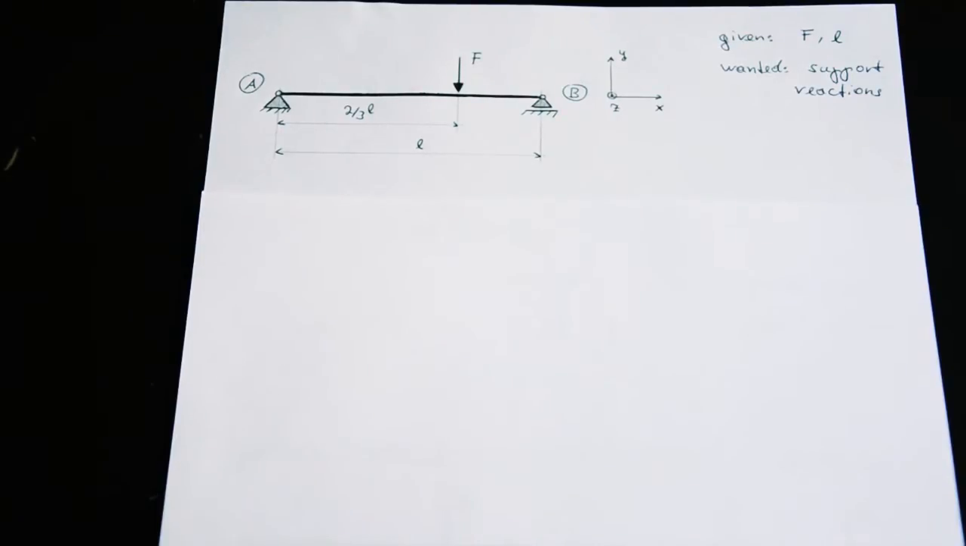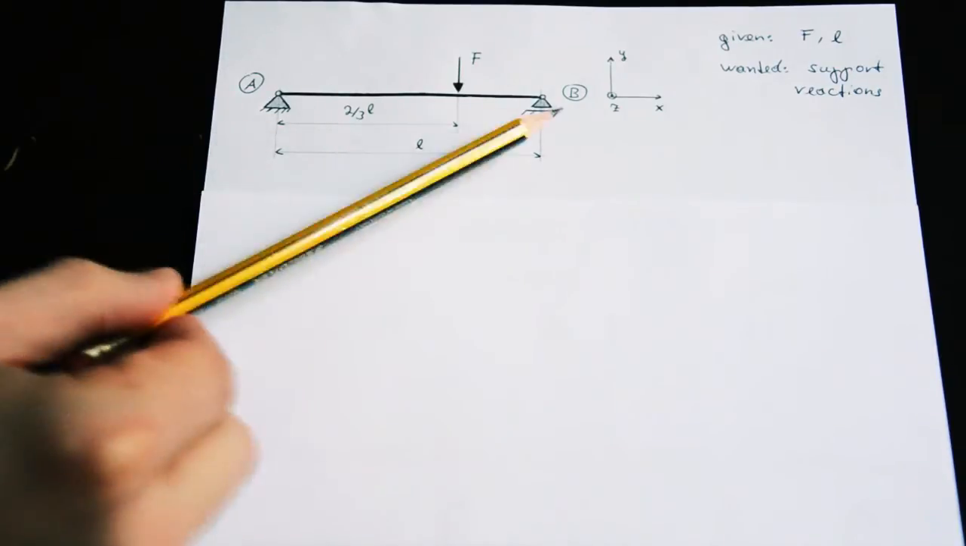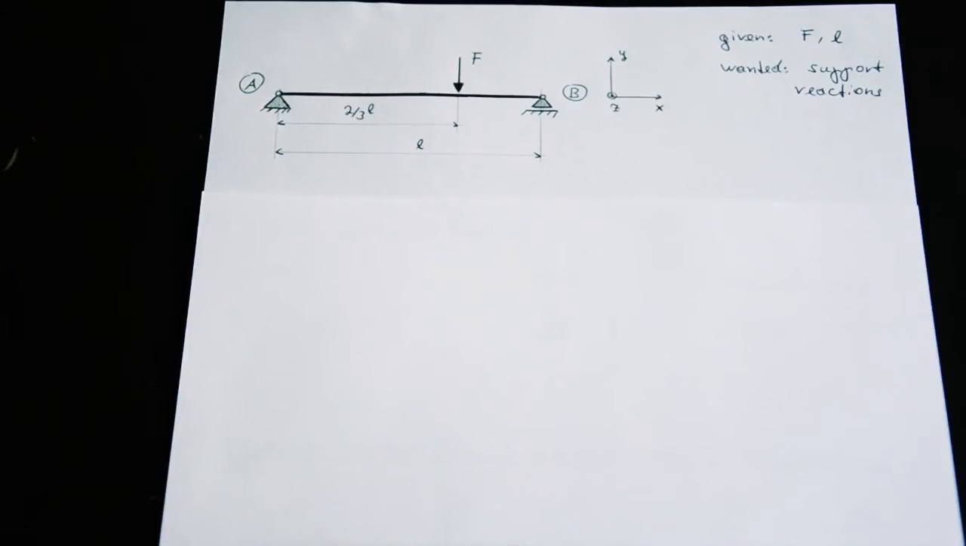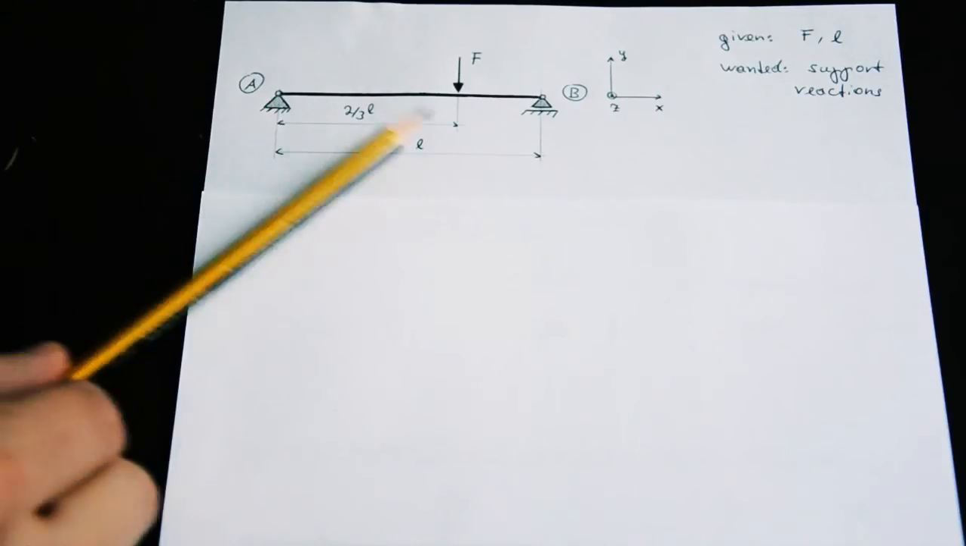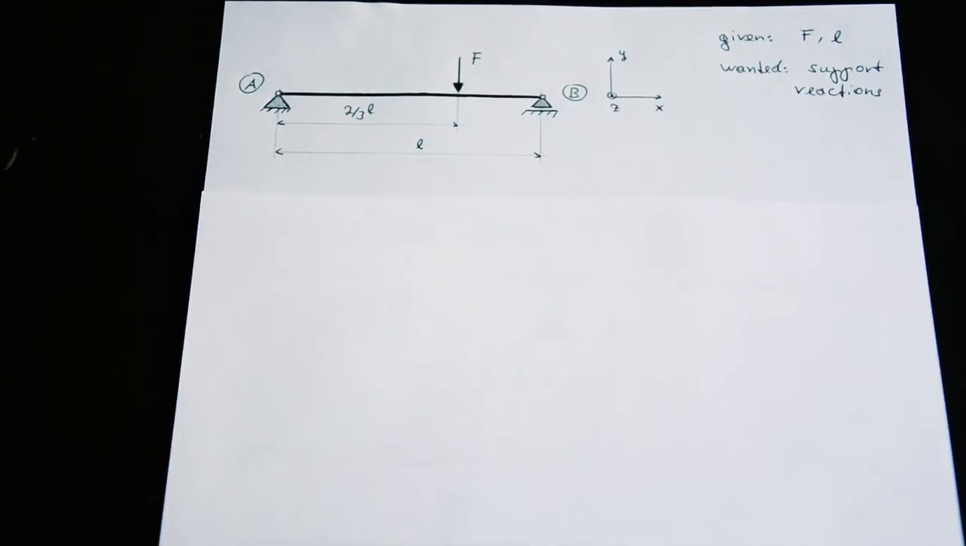This is a very common problem in statics: a beam which is supported at 2 points, point A and point B. The distance from support A to the line of action of force F is 2/3 times L. So if the whole beam has the length L, the distance from F to support B has to be 1/3 times L. The given quantities are force F and distance L, and we need to calculate the support reactions.